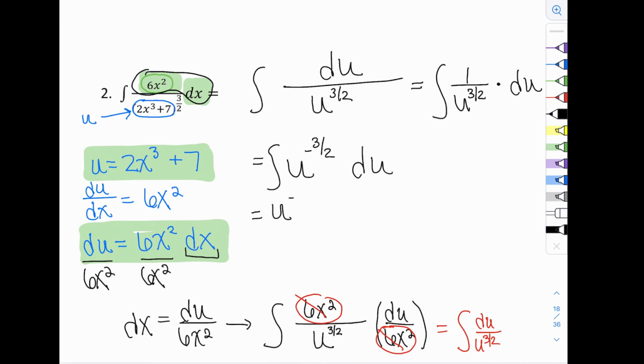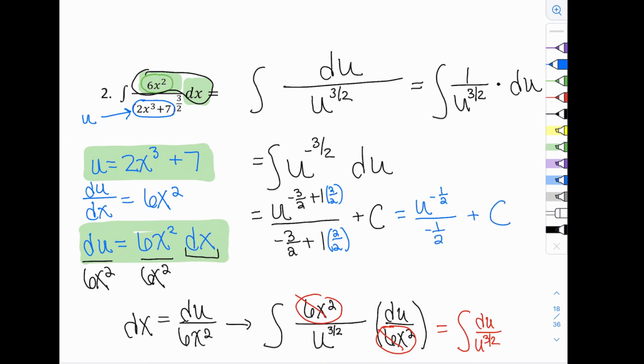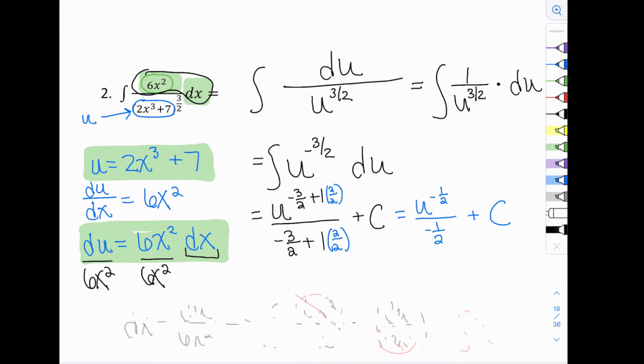So that's going to be u to the negative 3 over 2 plus 1 over negative 3 over 2 plus 1, and then plus c. So here I go ahead and add my fractions together. Common denominators always help out here. So simplifying this, we get u to the negative 1 over 2 over negative 1 over 2 plus c. And I'm going to go ahead and keep simplifying, and to have more space, I'm going to go ahead and delete this. Erase this stuff on the bottom here.